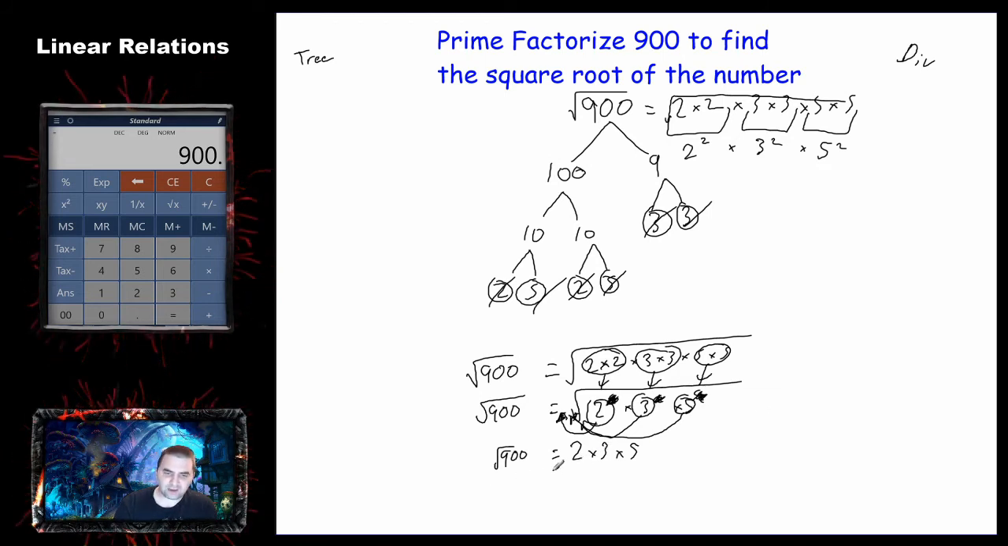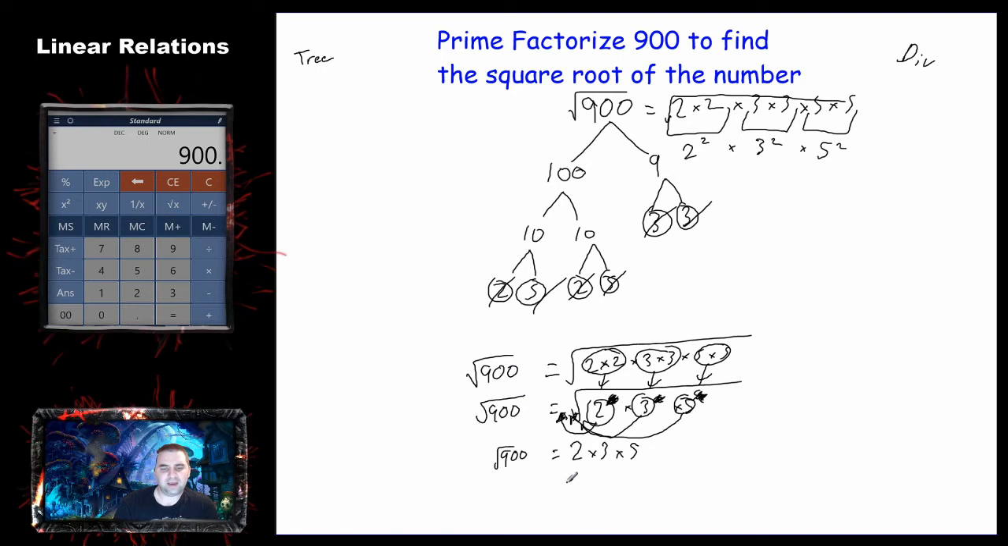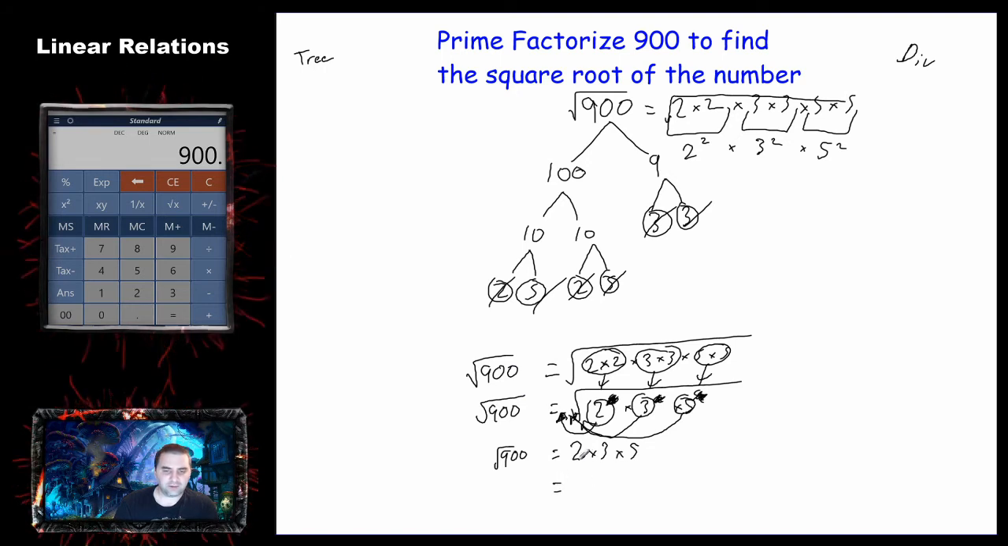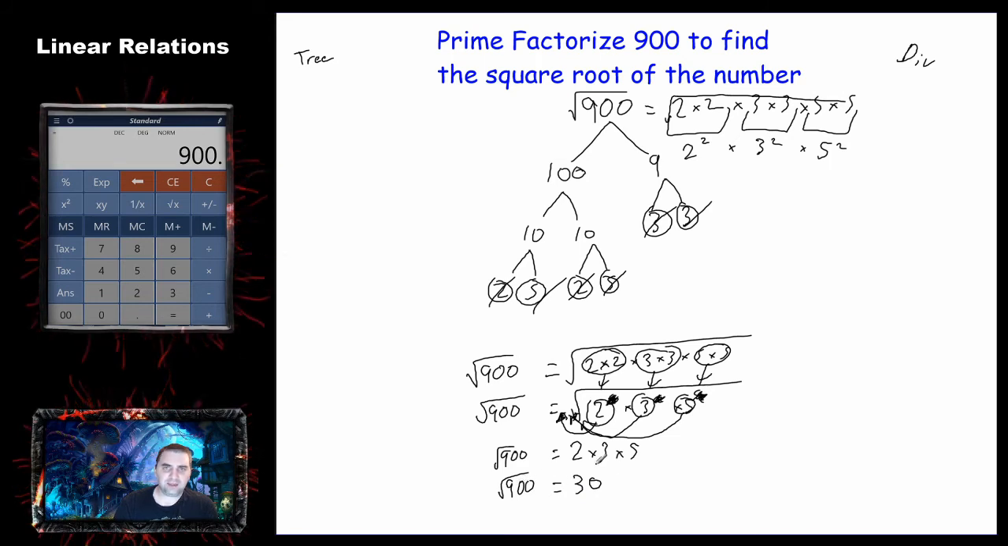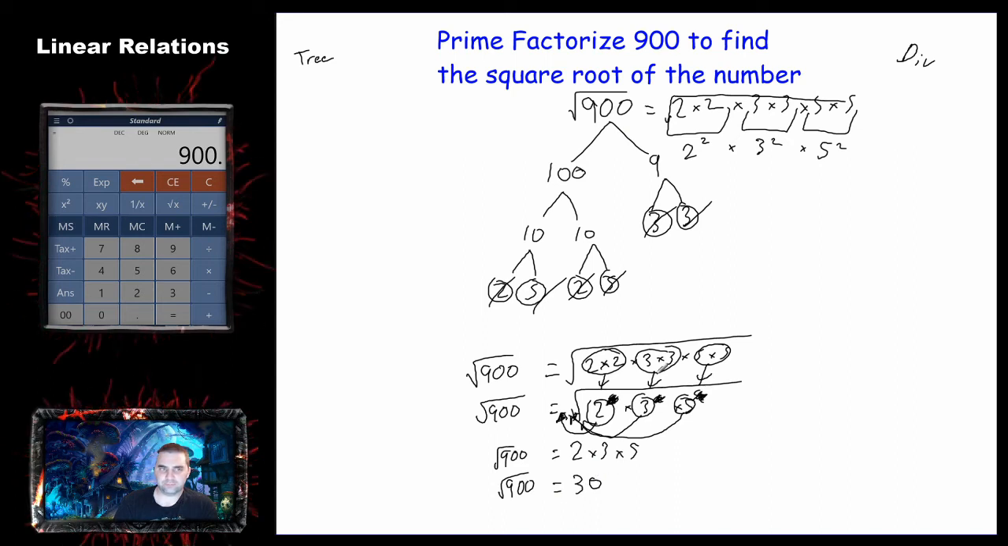So what we have now is that the square root of the number 900 is 2 times 3 times 5. Now, can I solve that? Well, 2 times 3 is 6. 6 times 5 is 30. So we have a big, ugly number like 900, and even without a calculator, we've used prime factorization to break it down to 30. Okay?